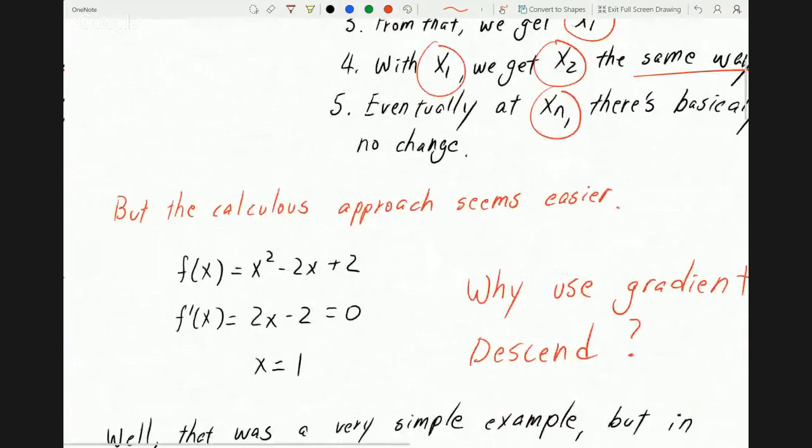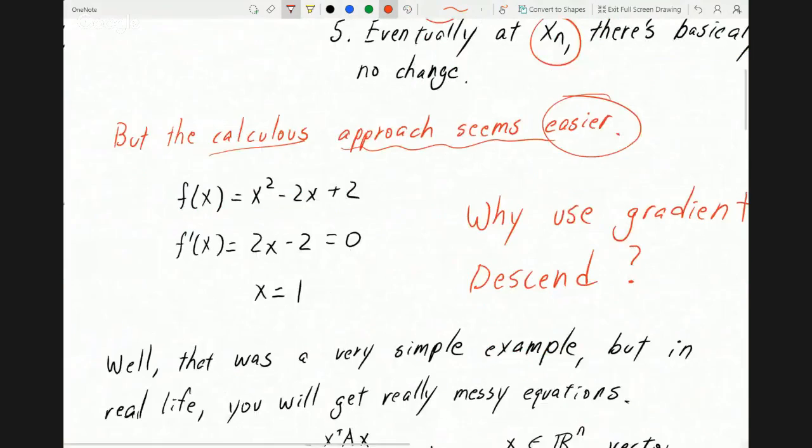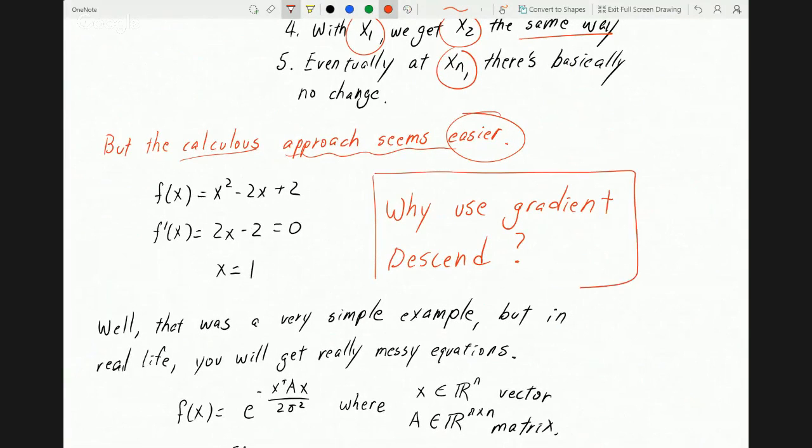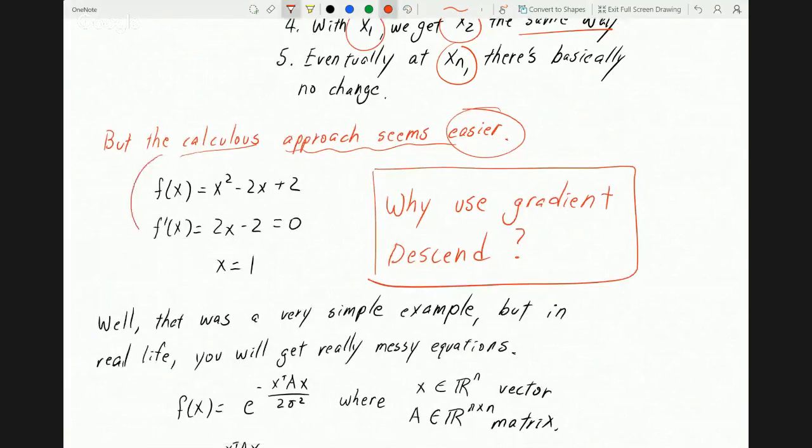But like I mentioned, the calculus approach appears to be much easier. And the reason for this video is that we want to talk about why. Why do we want to use gradient descent then? Well, that reason is because we showed you a very simple example. This is the calculus approach and it seems very straightforward.